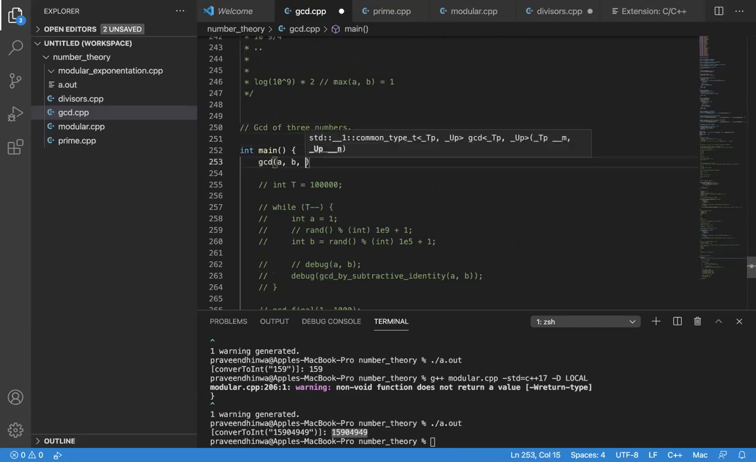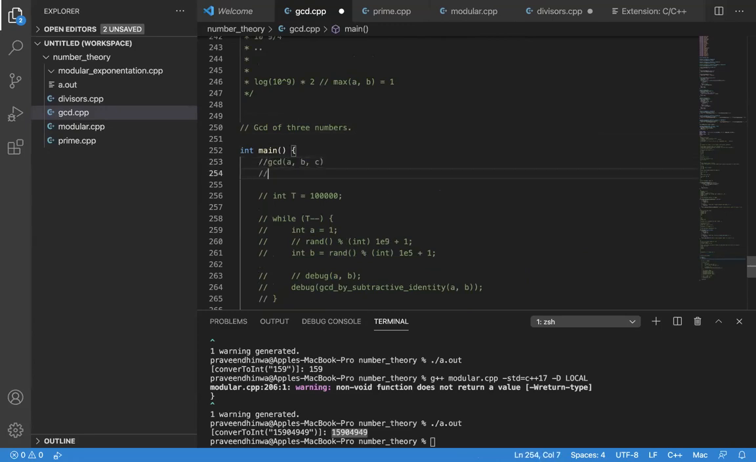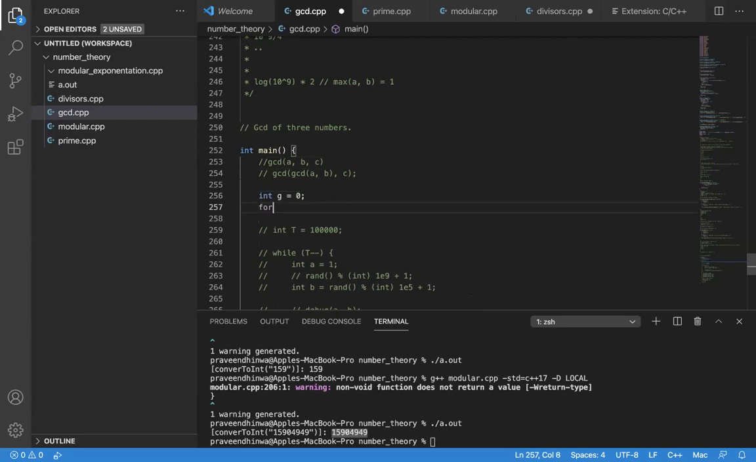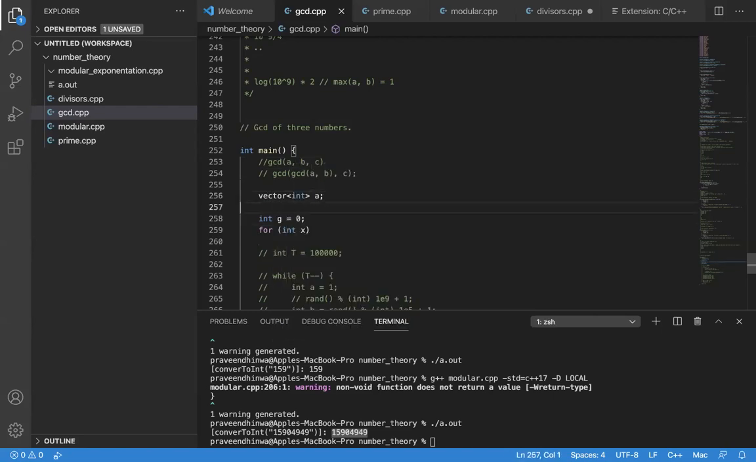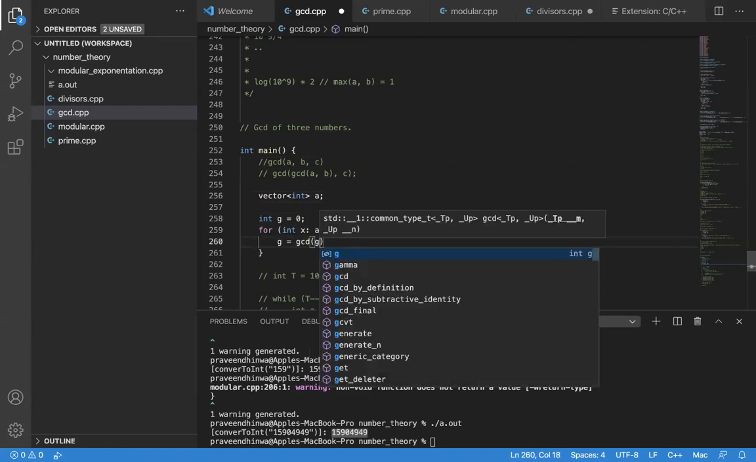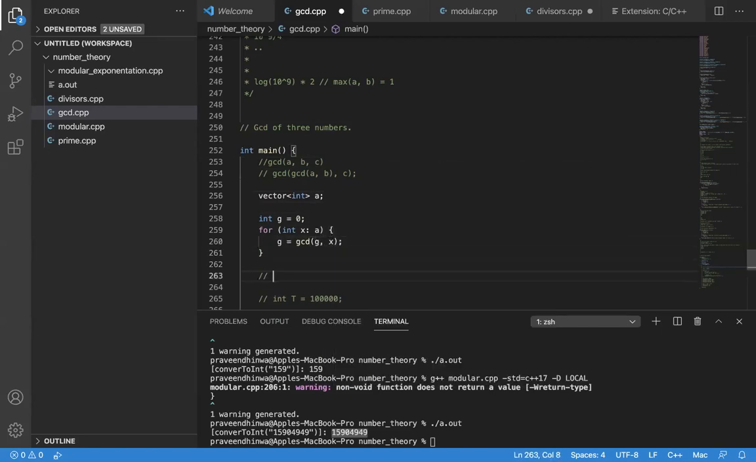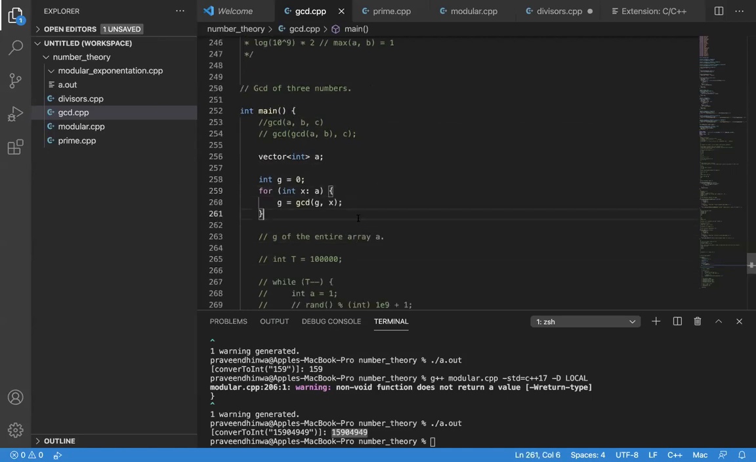If you want to find GCD of a comma b comma c, this is the same as GCD of a comma b, and take GCD of this with c. So you maintain a variable g, and whatever your numbers are, let's say you want the GCD of all the elements of A, then you iterate over all of A, and what you do is g equal to GCD of g comma x. So this will be the GCD of the entire array A.